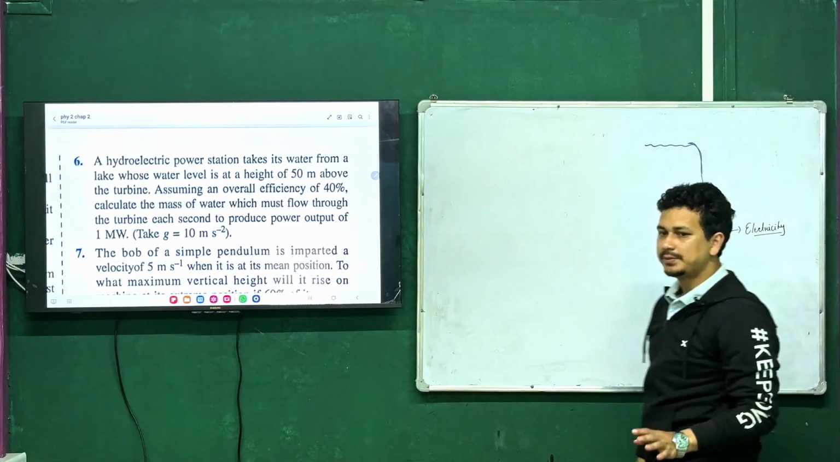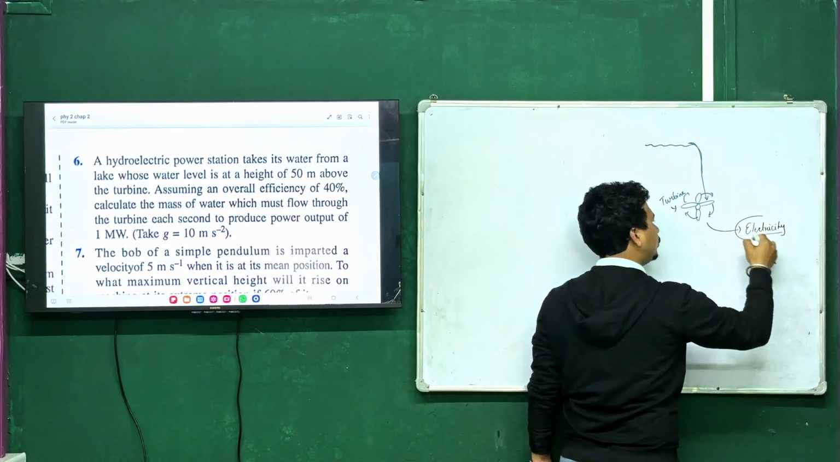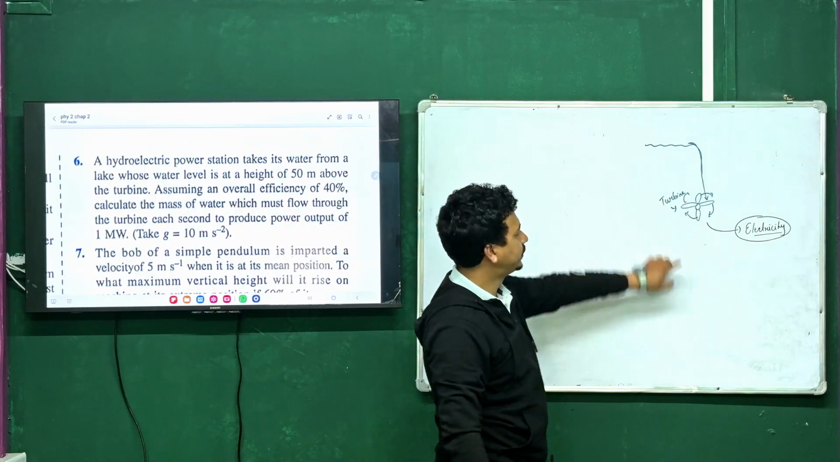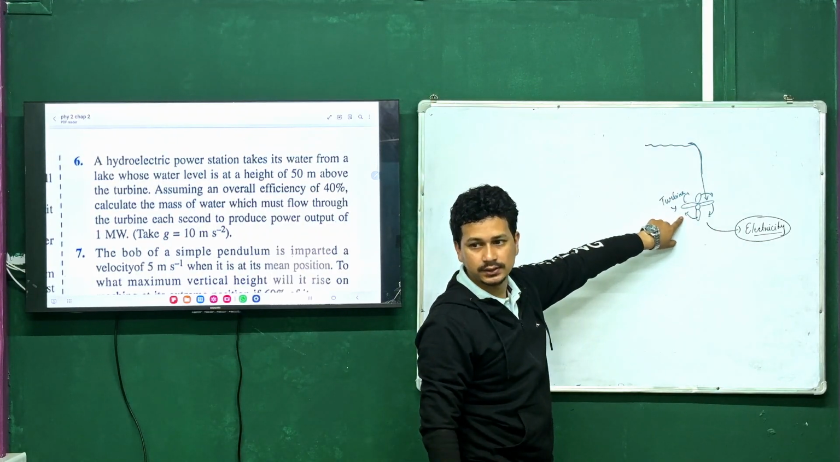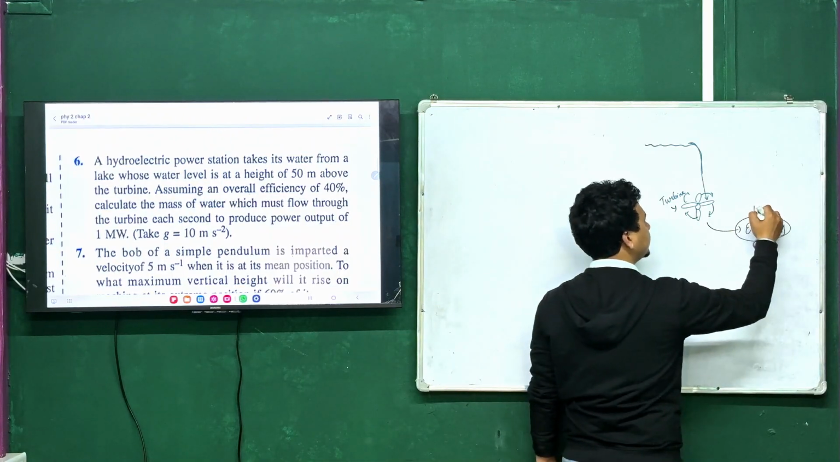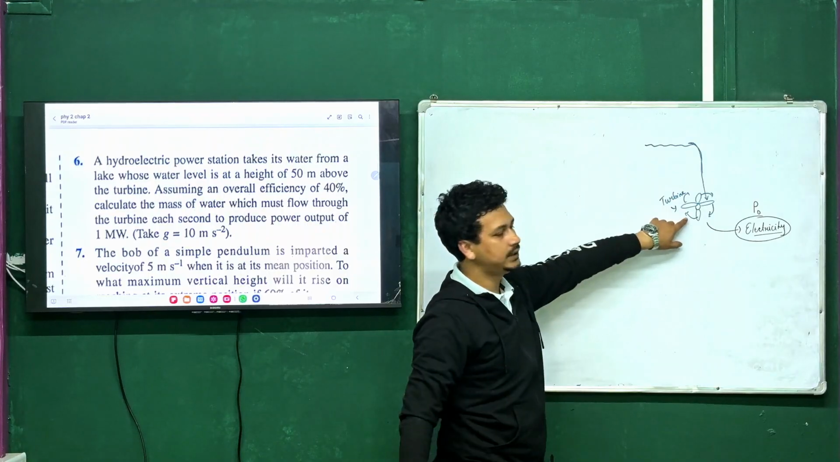Okay, let me explain in simple words. This electricity that you got is the power input or power output with respect to the turbine, of course. Output. The power output, right? So this is the power output. This is what you got from the turbine.